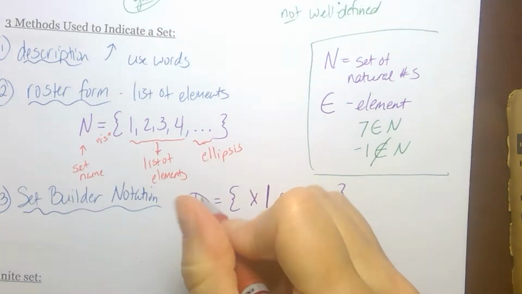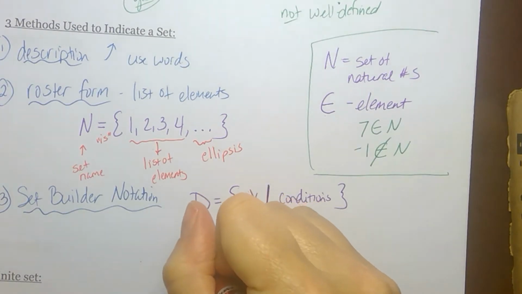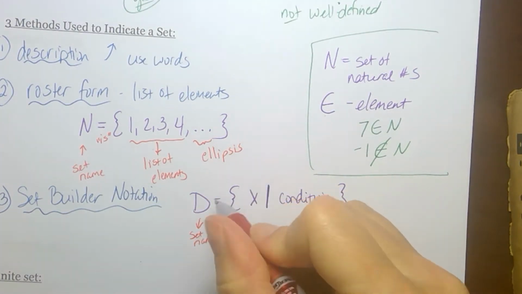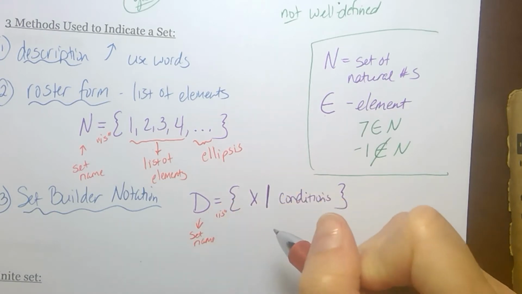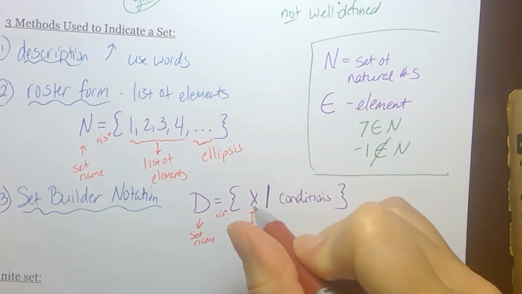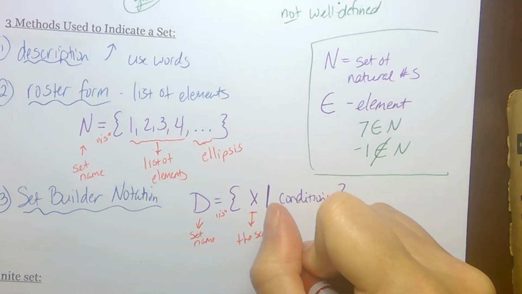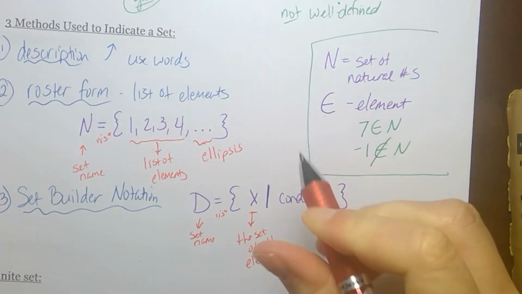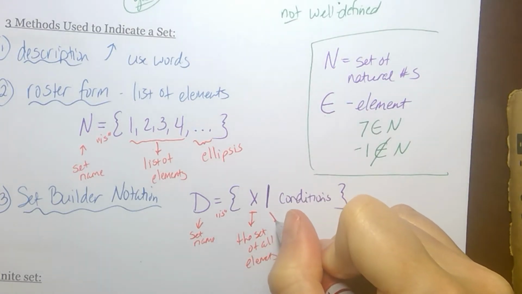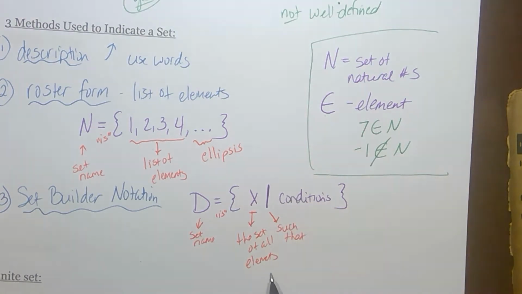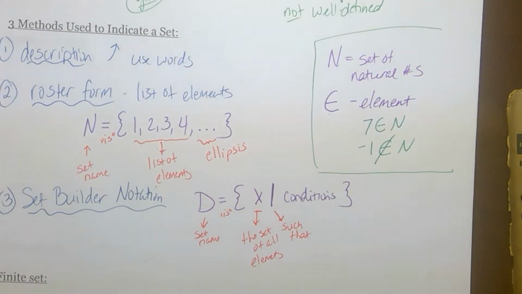Just like with roster form, we start with the set name, and we say that the set name, so set D, is, that's my equal sign, is. And then this X we read as the set of all elements. My up and down line, my vertical line, we read as such that. So the set of all elements such that, and then whatever conditions are here.